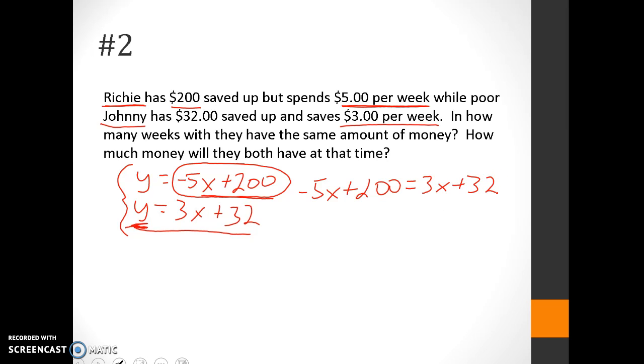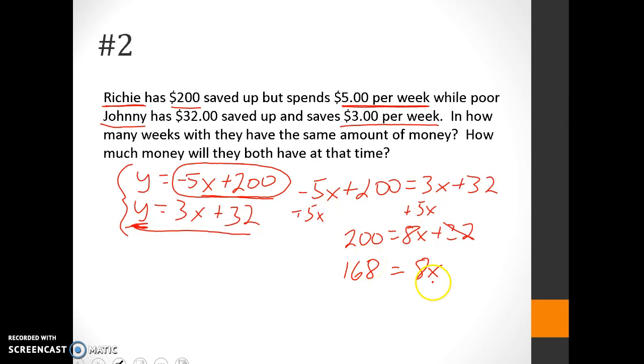And so I'm going to go ahead and add 5x to both sides to get my x's together. And so I will then have 200 equals 8x plus 32. If I want to get this x by itself, then I'm going to subtract 32 from both sides. So on the right hand side I'll just have 8x because my 32 will be gone. And on the left hand side, 200 minus 32 is 168.